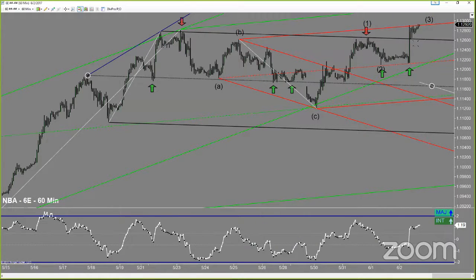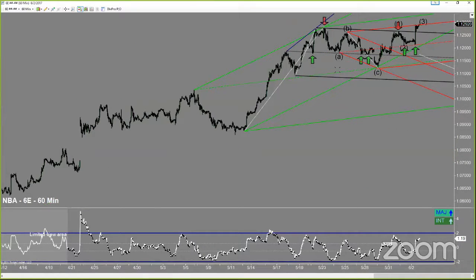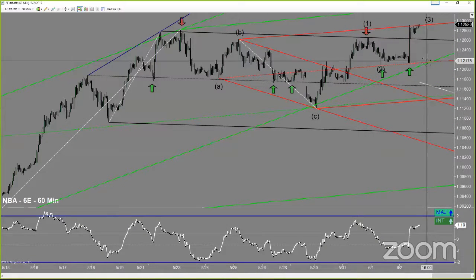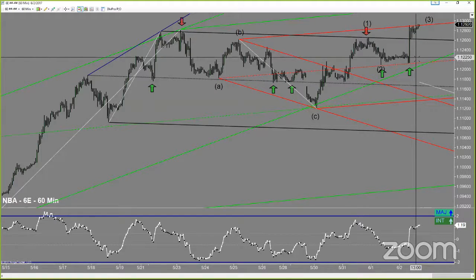And then beyond that, if we come lower, the first spot for support would be down around this 2160 area, where you've got the center median line and the bottom of this channel coming in together. So that is euro.